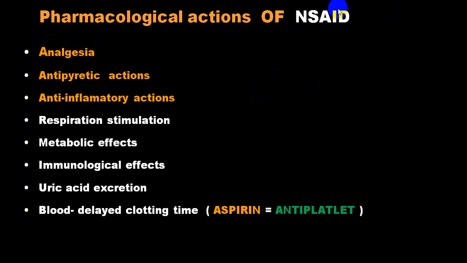Some of the NSAID will have respiratory stimulation, some metabolic effect, very few have immunological effects, and some can have uric acid excretion, so can be utilized in gout, but that is very rare, not common. And aspirin has a powerful effect as an antiplatelet. It prevents platelet aggregation, by which it will prevent clot formation and can be utilized for prevention of thrombosis. So it is utilized for prevention of thrombus formation in a person with endothelial damage secondary to atherosclerosis.